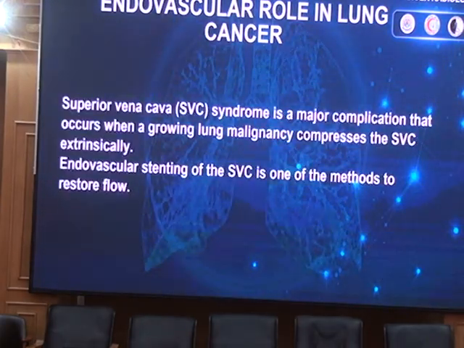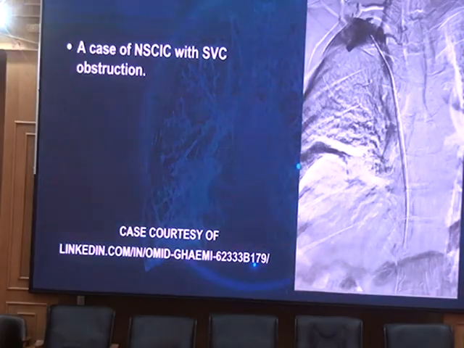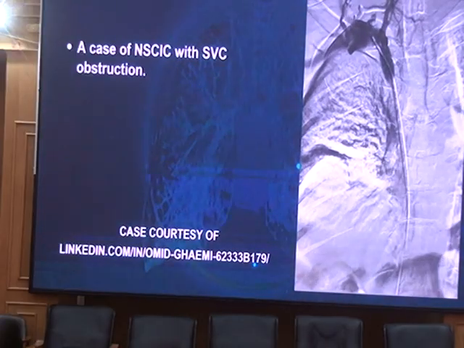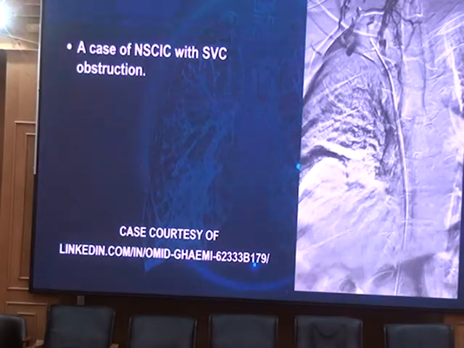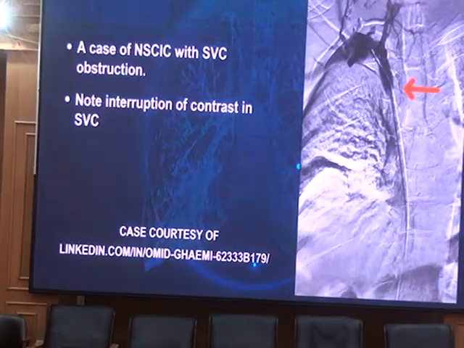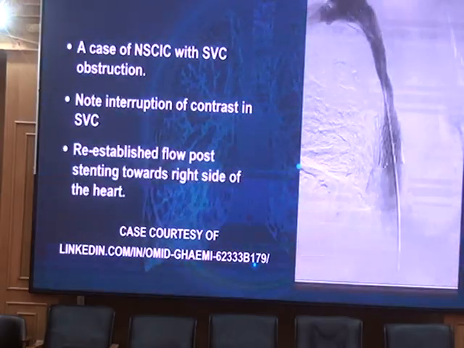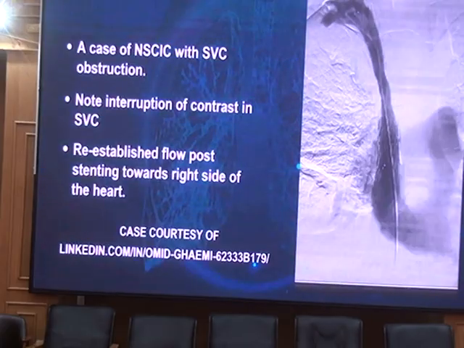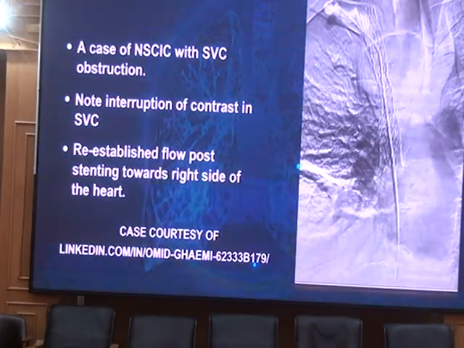Also, there's a syndrome called superior vena cava syndrome, where tumors are large enough to close the superior vena cava with extrinsic compression. Endovascular stenting is used to restore flow towards the right side of the heart. This is a case of non-small cell lung cancer with SVC obstruction. We note that contrast is interrupted here. So after stenting is done, we restore flow to the right side of the heart. Here is the stent, and there is contrast going into the heart.